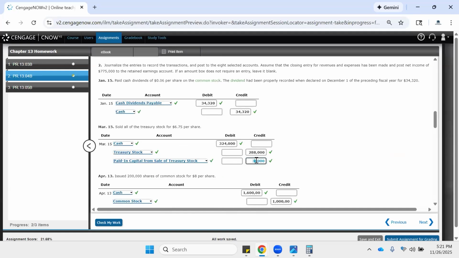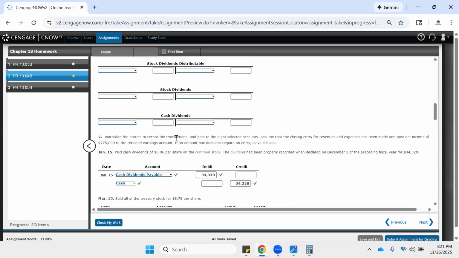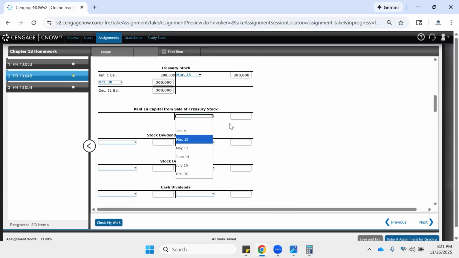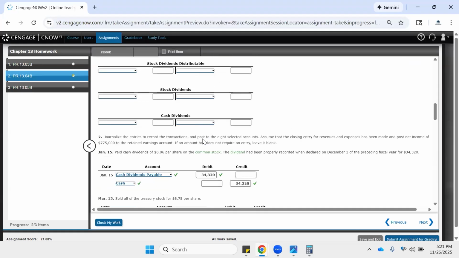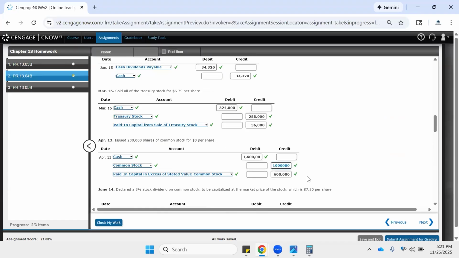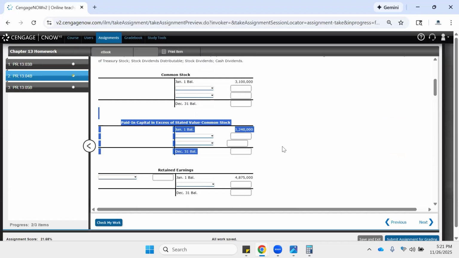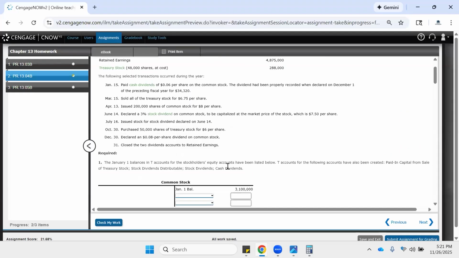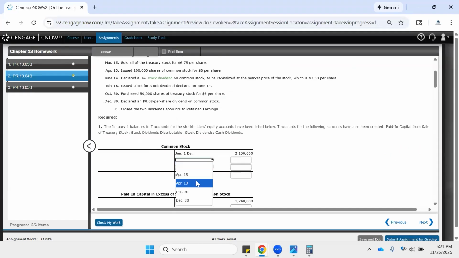And the next journal entry, March 15th, we had a paid in capital of treasury stock credit. And that's the only one there. And then if we keep going down, we had common stock for $1 million. We have to post that. And that was April 13th.